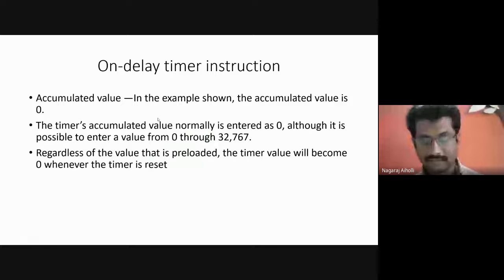Accumulated value in the example is shown as 0. The timer's accumulated value normally is entered as 0, although it is possible to enter a value from 0 to 32,767. That's what I mentioned here: even though we can show any other accumulated value, it is shown as 0 because it is the initial value being shown in this figure. Regardless of the value that is preloaded, the timer value will become 0 whenever the timer is reset. Once the timer resets, it will come to 0. And the next time you trigger or enable the timer, it will again start to time.